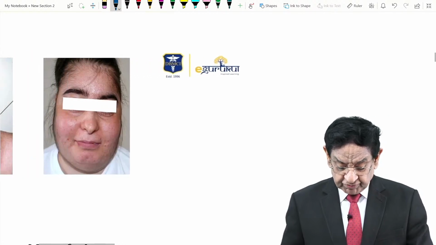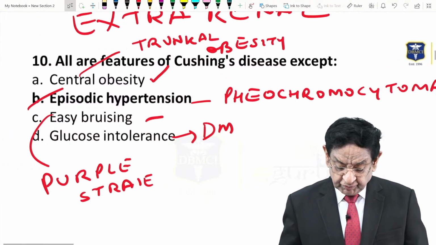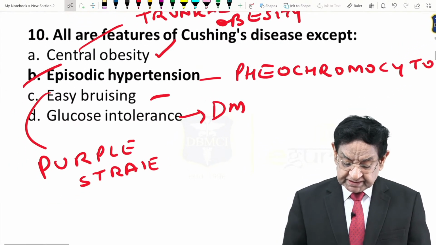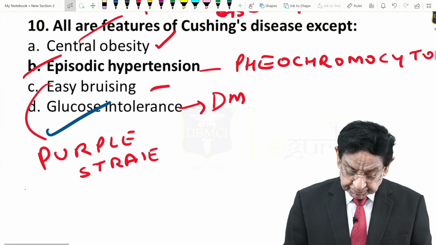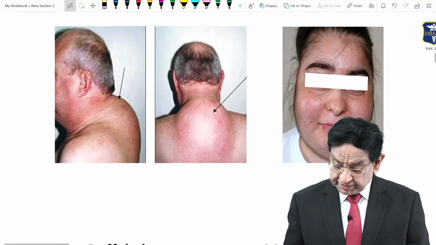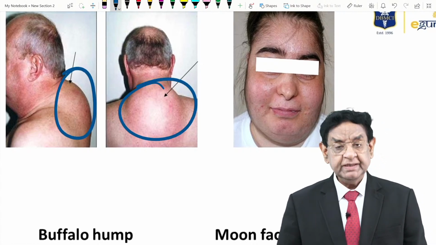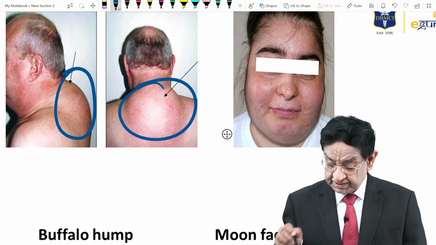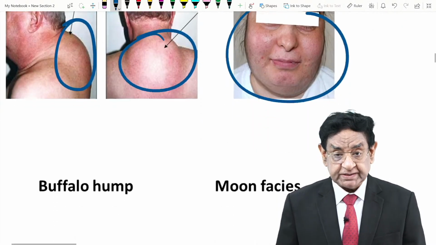With this background, we come back, now we are clear about it. Well, the other features that we see in Cushing disease, I told you, so let me show you some pictures. So you are clear about glucose intolerance. Now this is the buffalo hump that we see in Cushing disease. Moon-shaped face. Classical picture.